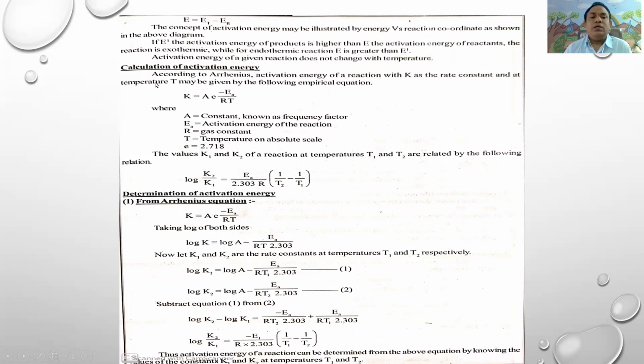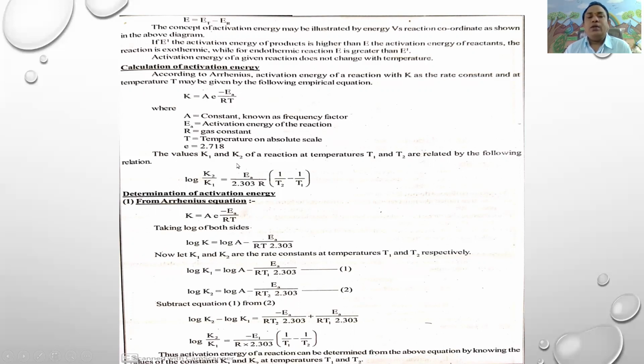From this equation we can calculate the activation energy of a chemical reaction by using the Arrhenius equation. That is, calculation of activation energy by using the Arrhenius equation: K is equal to A into e to the power of minus EA by RT, where A is the frequency factor or constant, EA is activation energy, R is the gas constant, T is temperature, and e is 2.718.